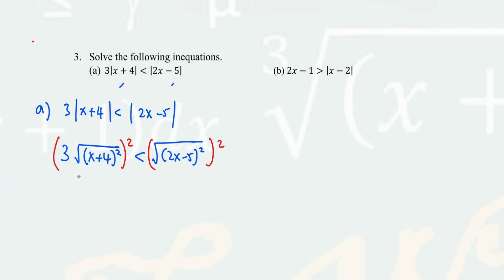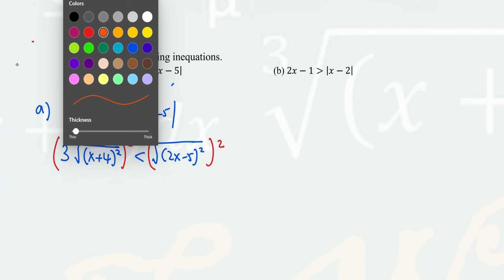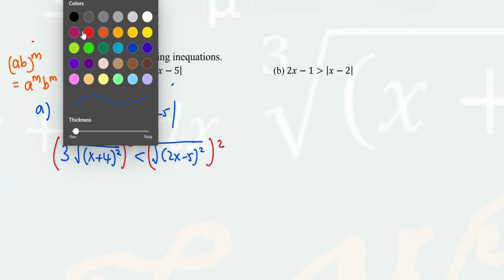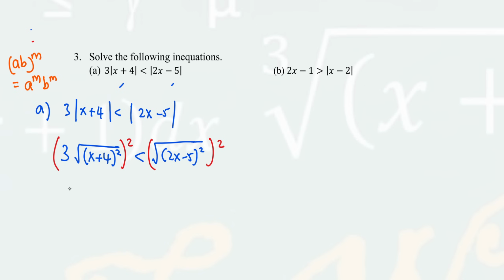For the left-hand side, you have two terms, 3 and the square root, both with degree 2, which means we have another formula: AB to the degree m is A to the degree m times B to the degree m. So you have to bring the power to all the terms inside the brackets. I bring in the squared: this squared goes to the 3, that is 3 squared, ending up with 9, and then this square goes to the square root. If I do it step by step, I will write this out.